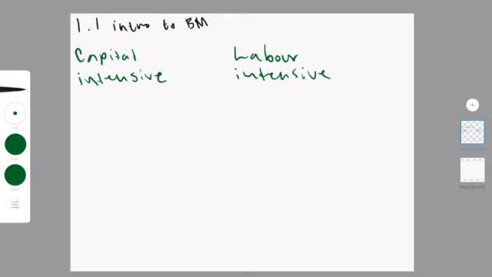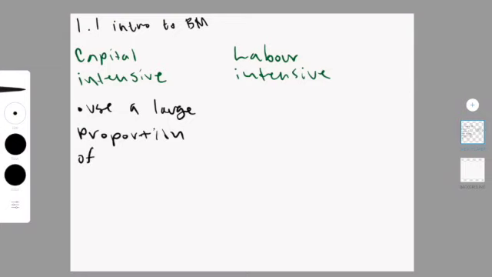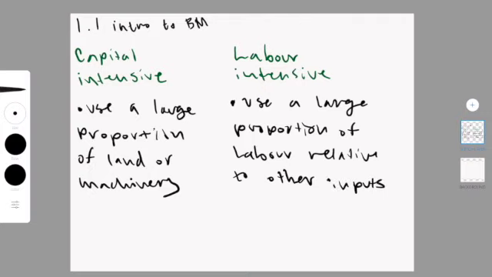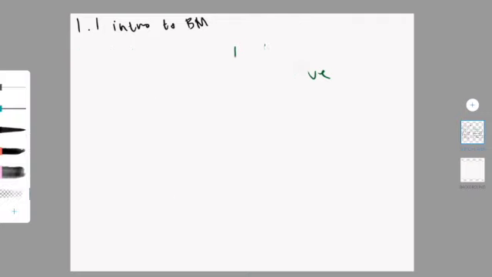Some important terminology to know is whether the business is capital intensive or whether it is labor intensive. Now, this is quite self-explanatory, but essentially, capital intensive means that the input used is mostly land and machinery. Meanwhile, labor intensive means that most of your input is, well, obviously labor, human resources, you're using a lot of employees, stuff like that.